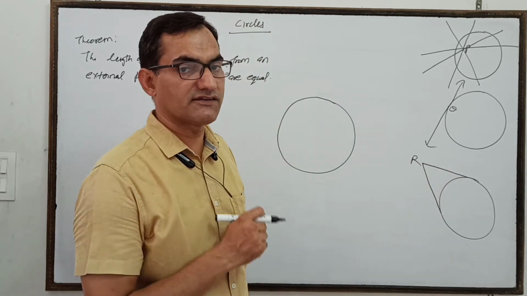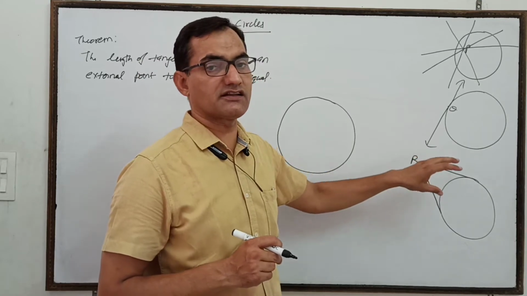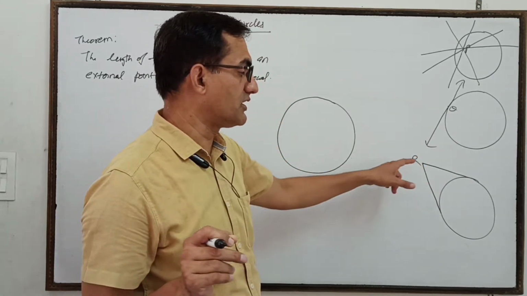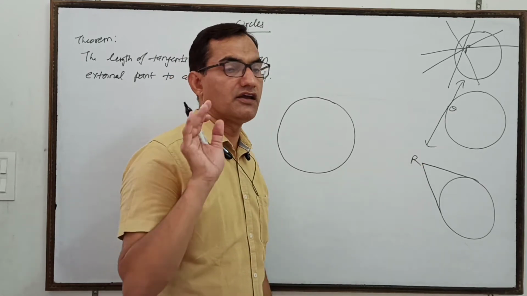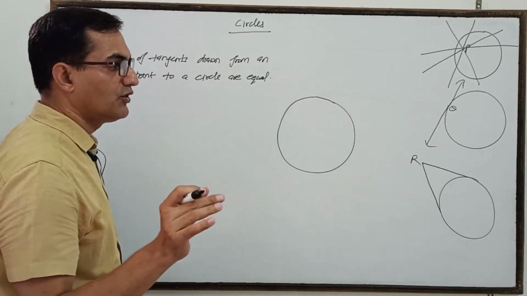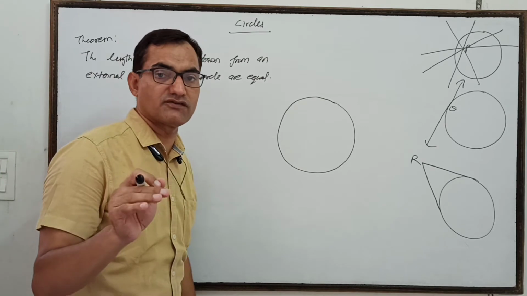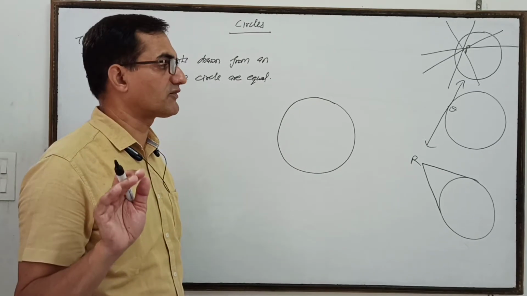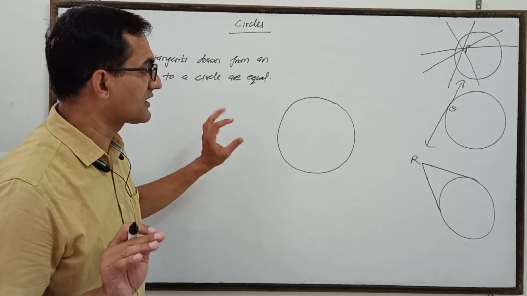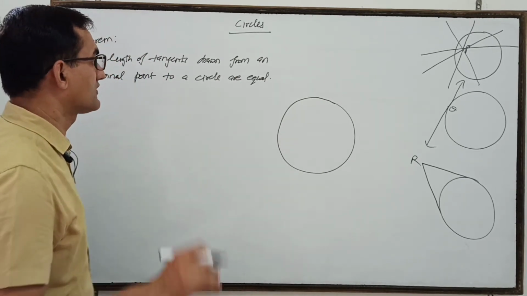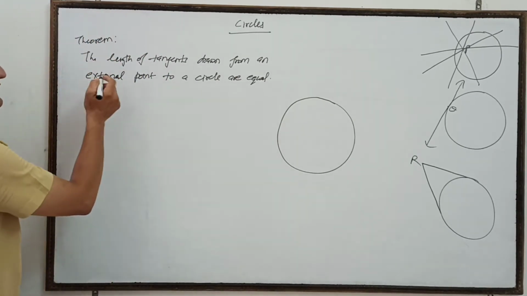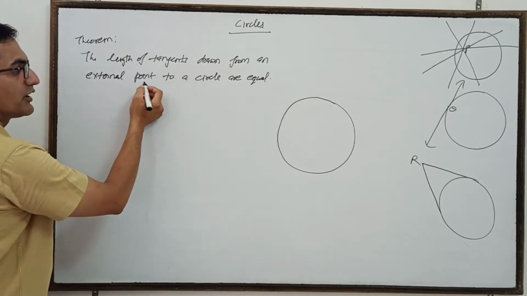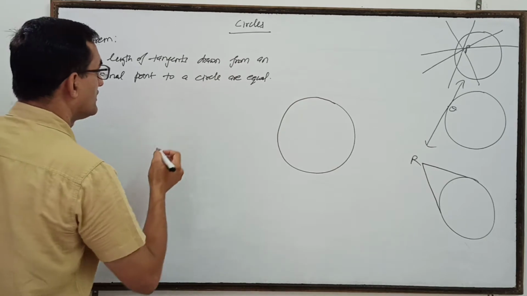Okay? Now let's prove that the lengths of tangents drawn from an external point are equal. We have to prove this theorem, and this theorem is the second theorem of this chapter. These two theorems are very, very important, and this is the second one which we are discussing. The theorem: the length of the tangents drawn from an external point to a circle are equal.